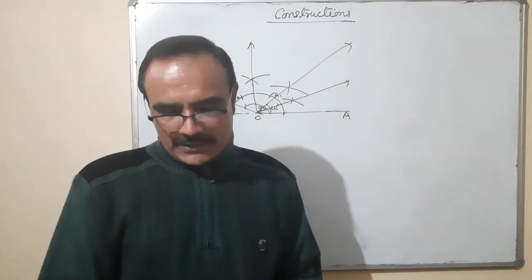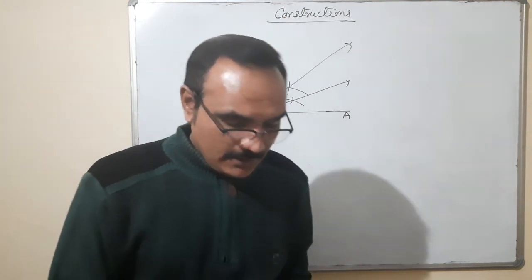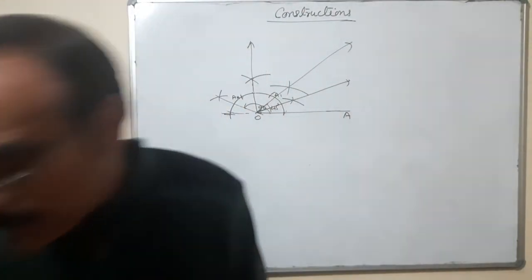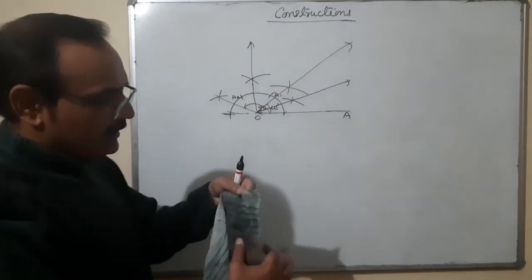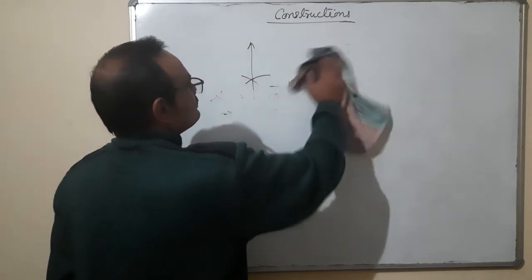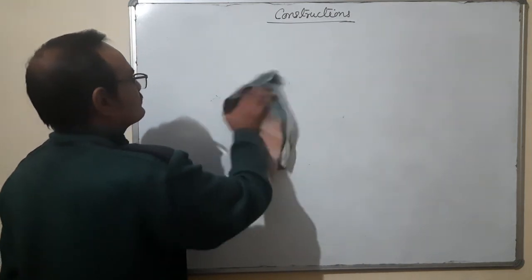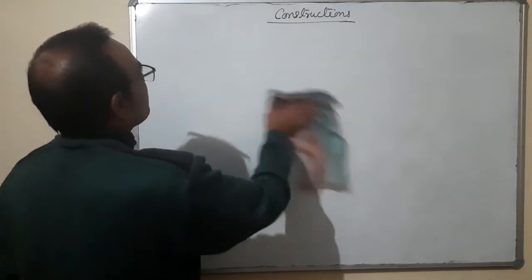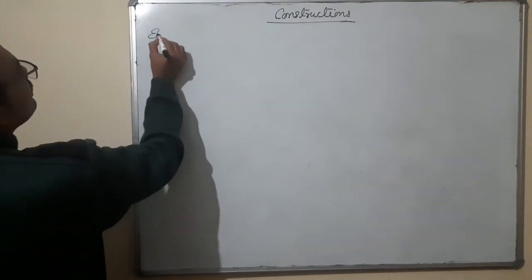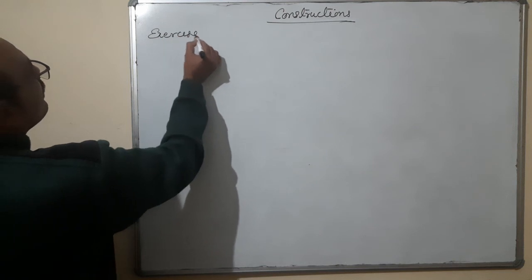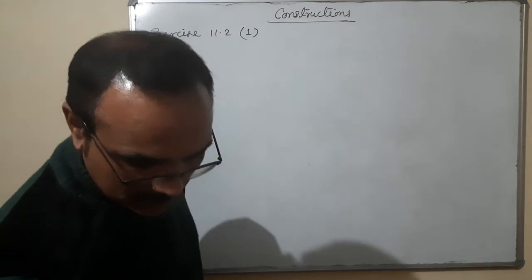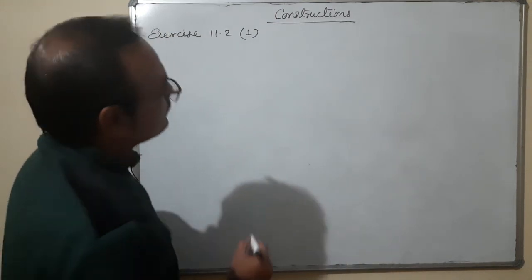Now we are coming to exercise 11.2, where we have to construct a triangle ABC. I am constructing the triangle and writing the steps of construction also. Exercise 11.2, question number 1. The question is: construct a triangle ABC.